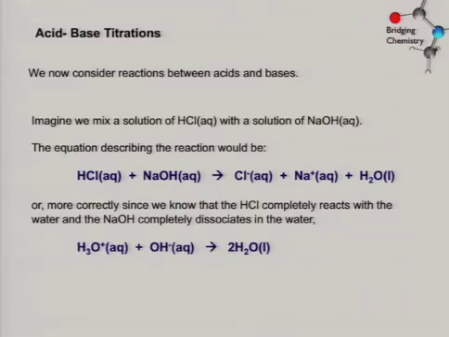The H3O plus, which comes from the HCl, plus the OH minus, which comes from the sodium hydroxide, reacts to make two lots of water. Right? So no sodium ions in there and no chloride ions in there because they're spectators. They don't do anything.